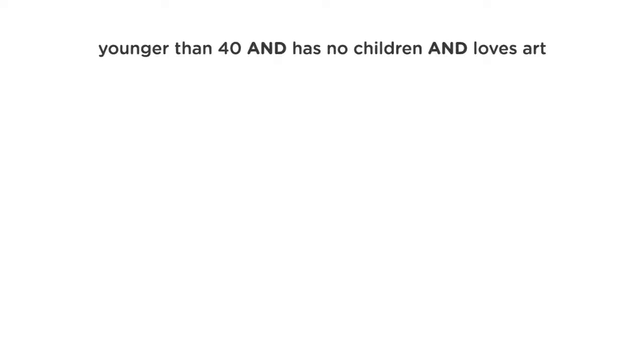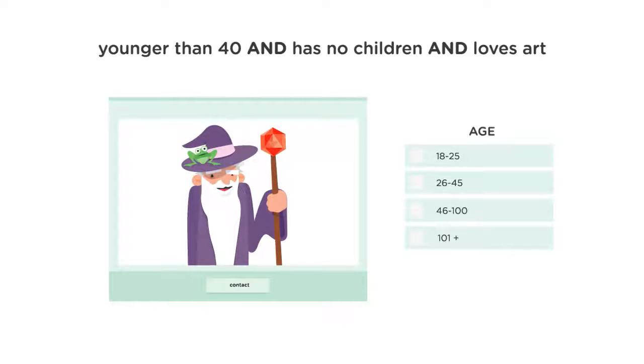Now let's look at another example. The request is younger than 40 and has no children and loves art. This elderly gentleman is prompted how old he is, and there's no need to go on asking any further questions since he doesn't meet all the conditions. Okay, so let's take a really quick exercise around these statements before we move on.